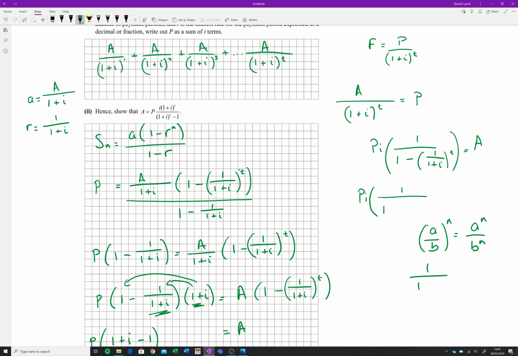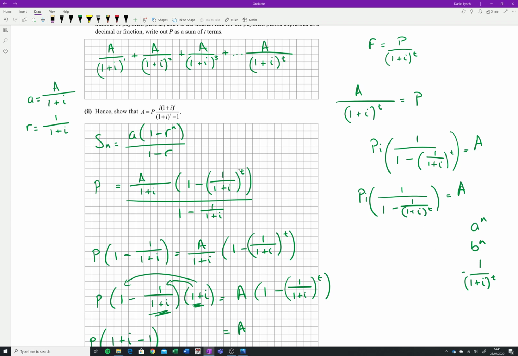So if you've got 1 over 1 plus I to the power of t, it's 1 to the power of t, and of course 1 to the power of anything, 1 multiplied by itself doesn't matter how many times, it's just going to be 1. And here we get 1 plus I to the power of t on the bottom. So actually it's just 1 over that. So when I place this in here, I'm going to write it as 1 over 1 plus I to the power of t, like that, and it's equal to A.